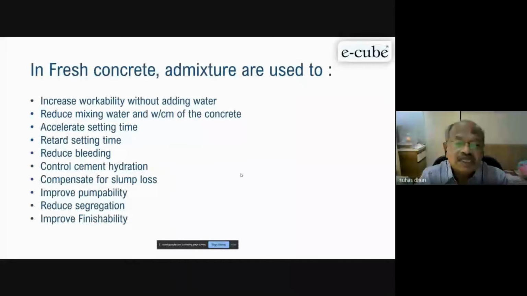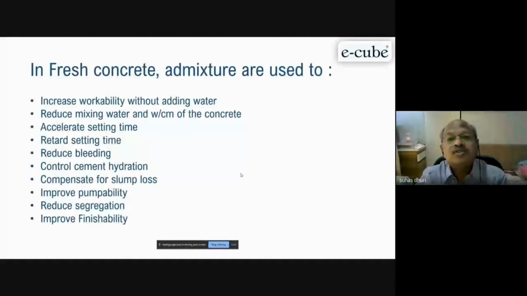Secondly, control the cement hydration. As I said, we can keep concrete alive for 72 hours. I can control my hydration process as per my wish. Whether I want 24 hours strength, or 10 hours strength, or I want 3 days strength, that hydration control I can do using certain admixtures. It's very, very easy.